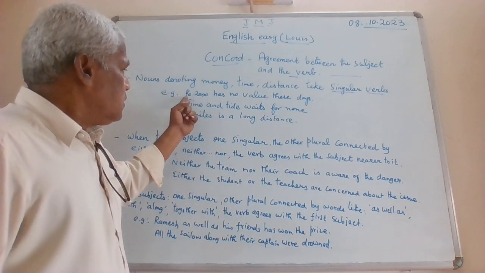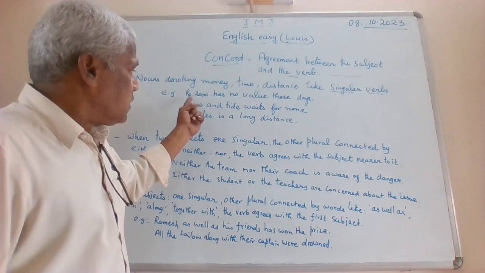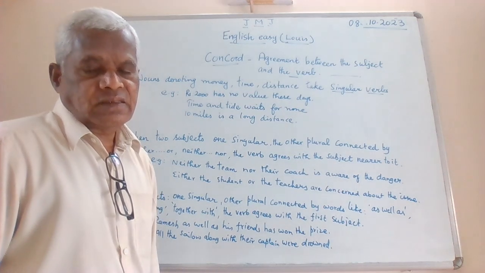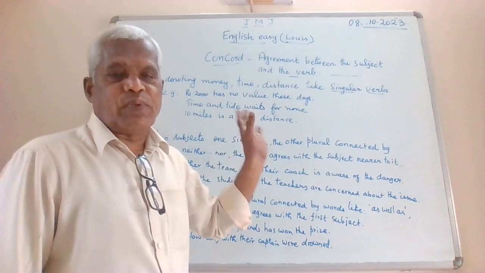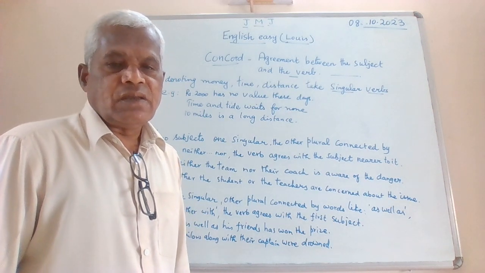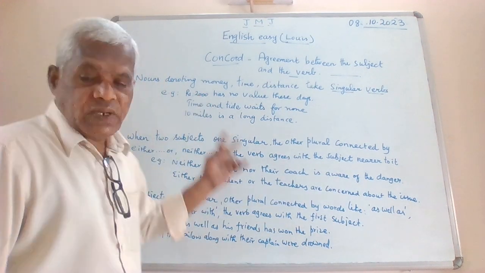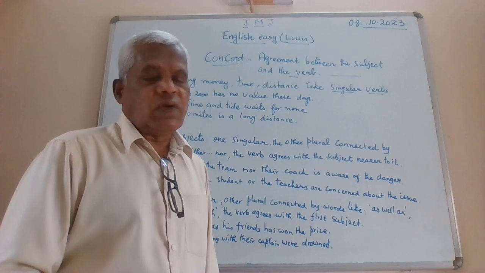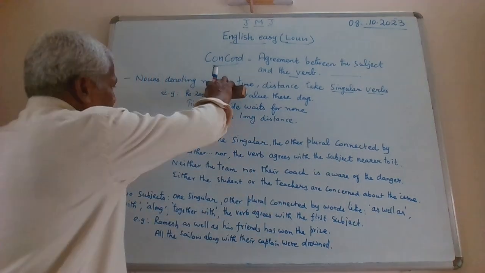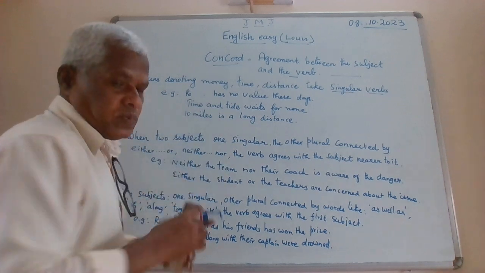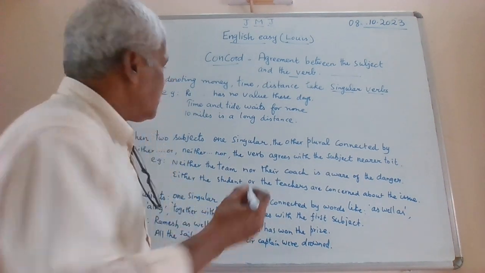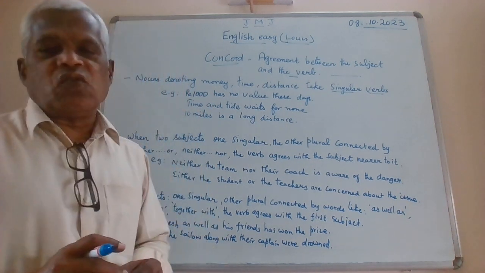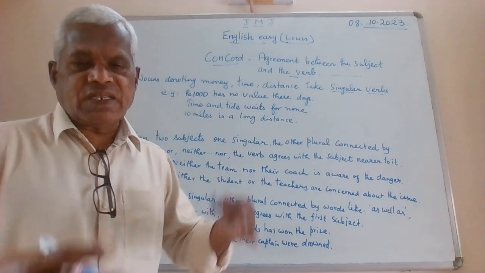I have given 3 examples for us to have a better understanding. See now, 2000 rupees or rupees 2000 has no value these days. This is only an example. Maybe instead of 2000 rupees, let me change the example. Say for example, 10 rupees or 5 rupees or 1000 rupees. So let me put it 1000 rupees. So rupees 1000 has no value these days. This means it has disappeared.